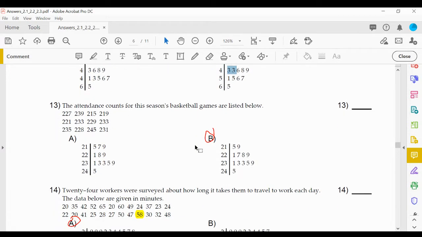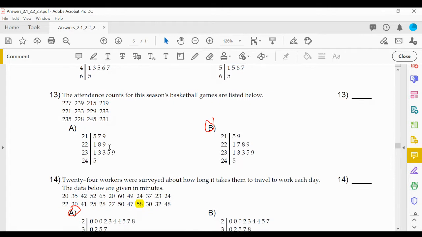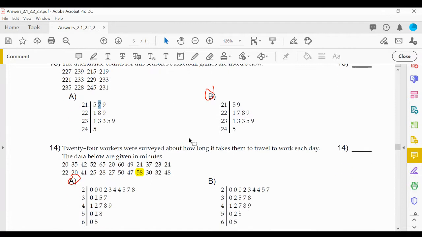Number 13, also letter B, and the discrepancy here is that this has a 2, 1, and a 7, indicating 217. But guess what? There is no 217 here. There's 215, 219, but this represents 217. As I scan the numbers, there is no 217.